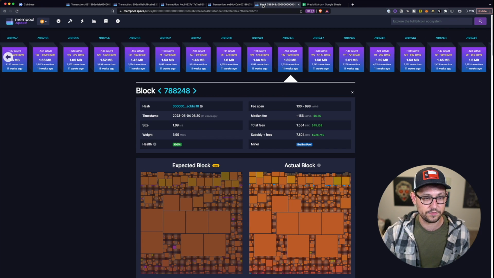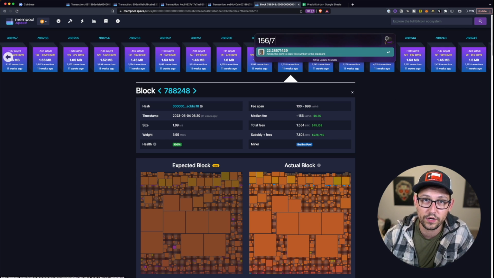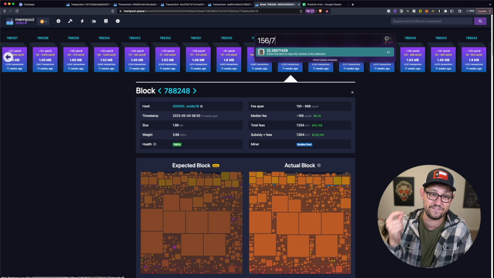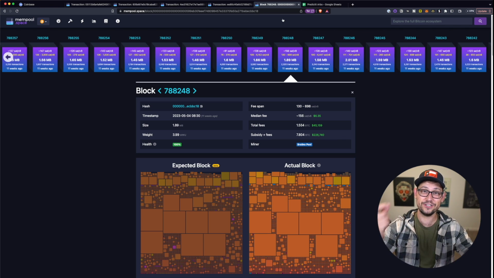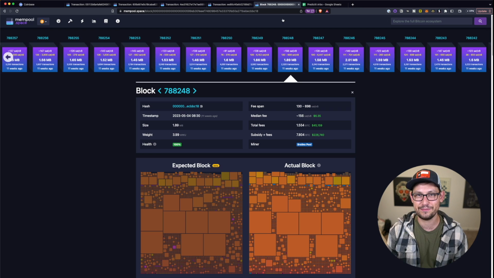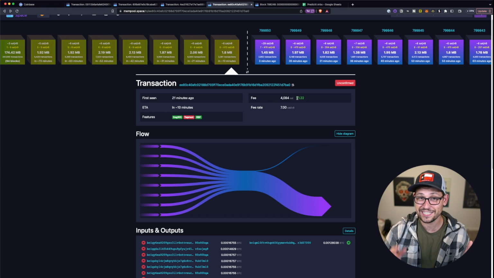Whereas if we check out some of these blocks that were mined just 11 weeks ago, we're seeing that the median fee in this block was 156 sats per byte. So now you're talking about 156 divided by 7, about 22 times as many fees associated with sending your Bitcoin just 11 weeks ago compared to today. And so you still might be saying, well, Rhett, it's not that big of a deal. Worst case scenario, I'm only paying $22 for my Bitcoin transaction, but that's actually not the case.